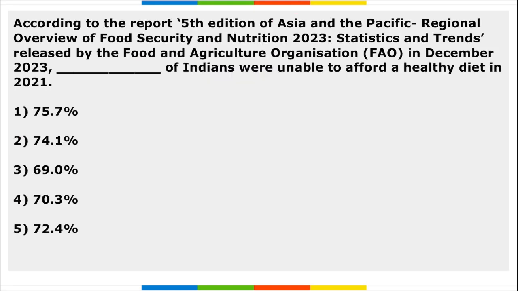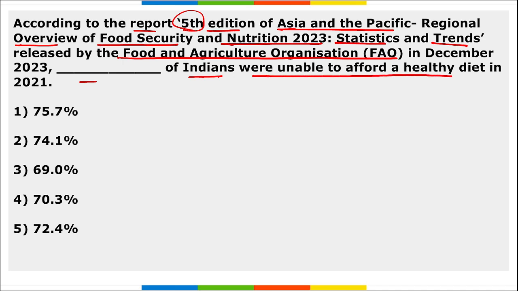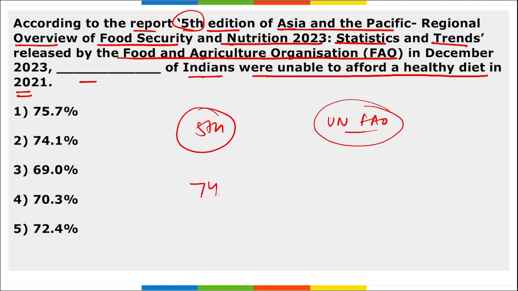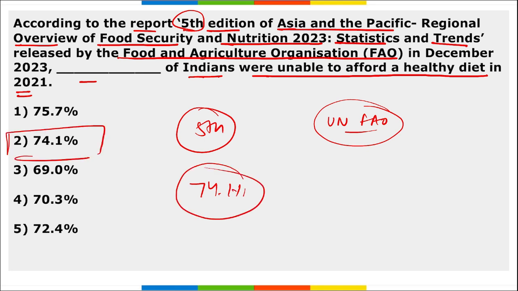Next. According to the report, the fifth edition of the Asia and the Pacific Regional Overview of Food Security and Nutrition, Statistics and Trends, released by the Food and Agriculture Organization in December, what percent of Indians were unable to afford a healthy diet in 2021? According to this report, released by UNFAO, almost 74.1% of Indians were unable to afford a healthy diet in 2021.